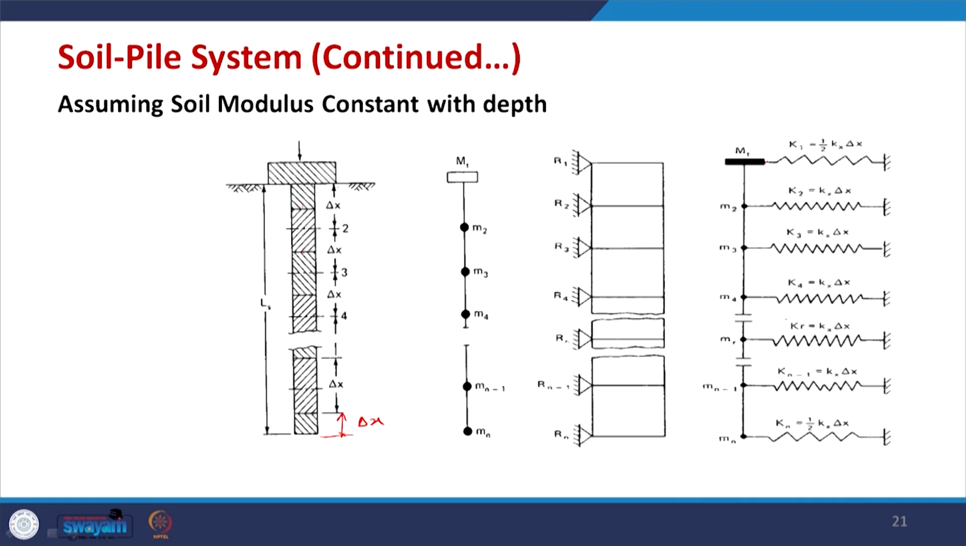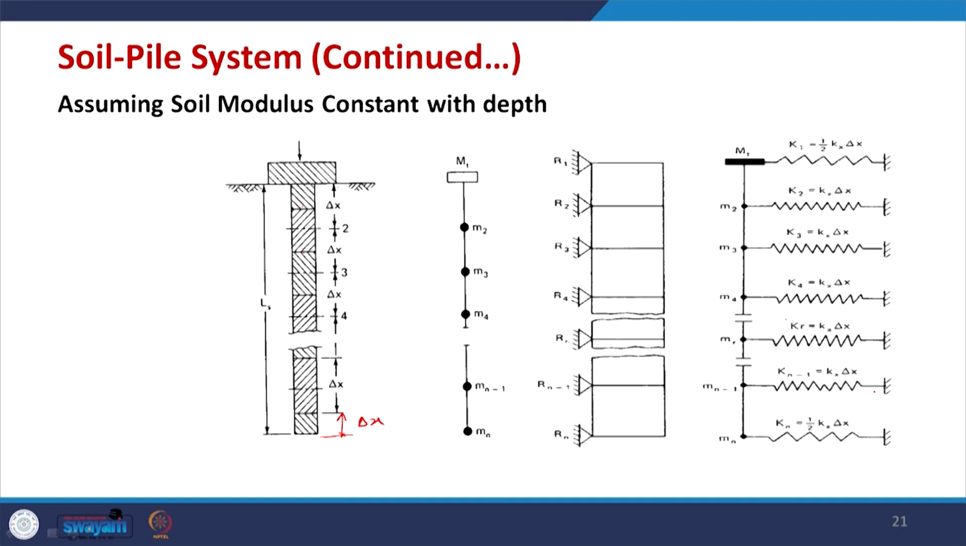Then the top spring and bottom spring have only half kx delta x, while in between, each node gets the contribution from the top as well as from the bottom. So this node will get half from this one and half from the other, so it will be kx into delta x throughout. Only the top spring and bottom spring have the half, while the other springs have the constant value.